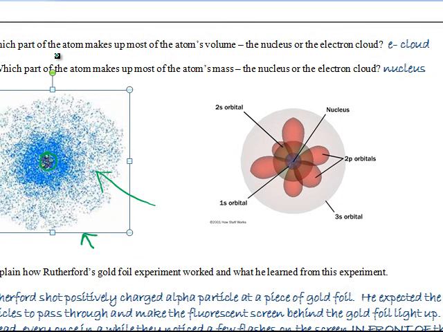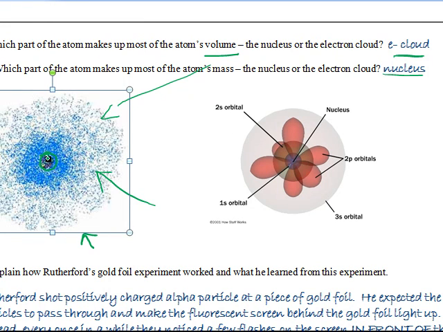Now, the question says, which part of the atom makes up the atom's volume? Clearly, the electron cloud makes up the bigger portion of the atom. And I gave my kids an example of the entire giant stadium with a little tiny marble on the 50-yard line. The whole giant stadium would represent the electron cloud, and that little tiny marble would represent the nucleus.